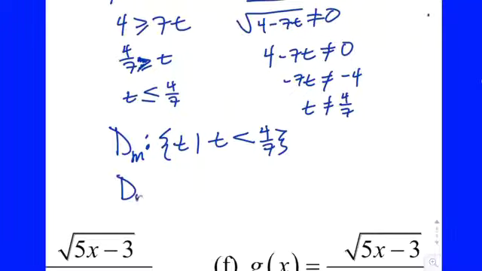So what would it be in interval notation? Is 4/7 an upper bound or a lower bound?